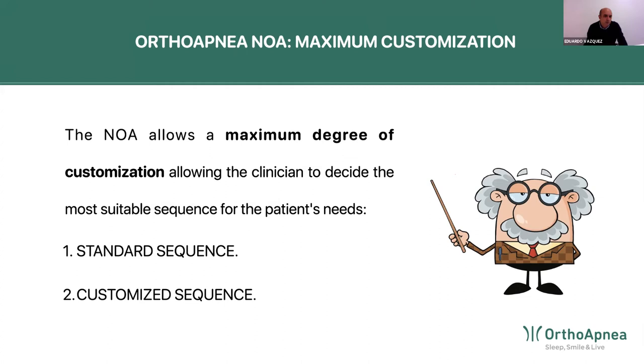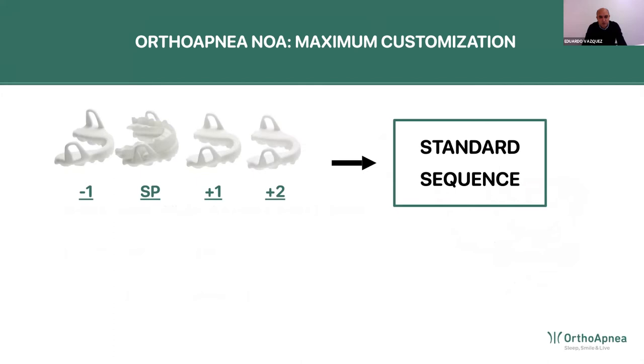And by default, the lab is going to send you the starting point, let's say 50, 60, 70% of mandibular protrusion. We have one upper splint and we have four lower splints. We have two extra splints that go in a protrusive sequence, by default plus 1 millimeter or plus 2 millimeters, and by default also minus 1 millimeter.